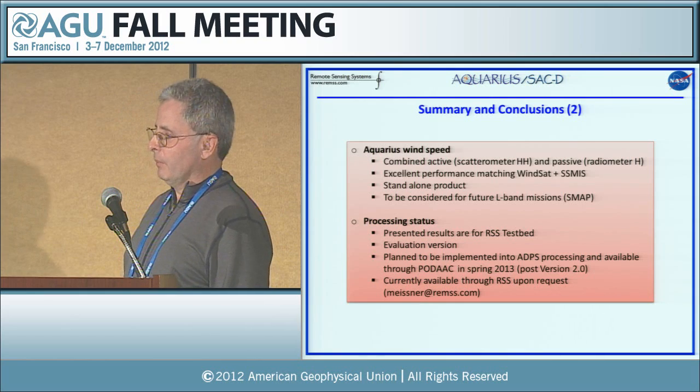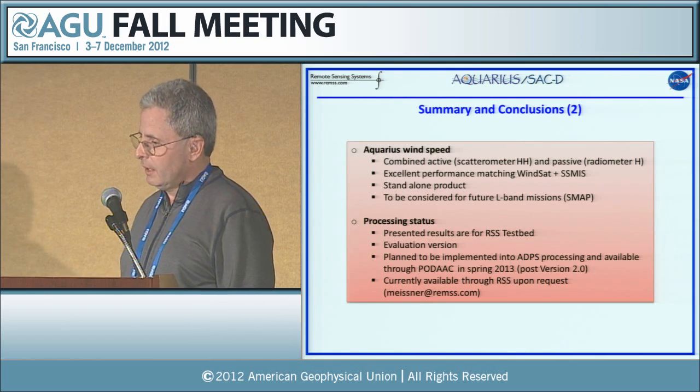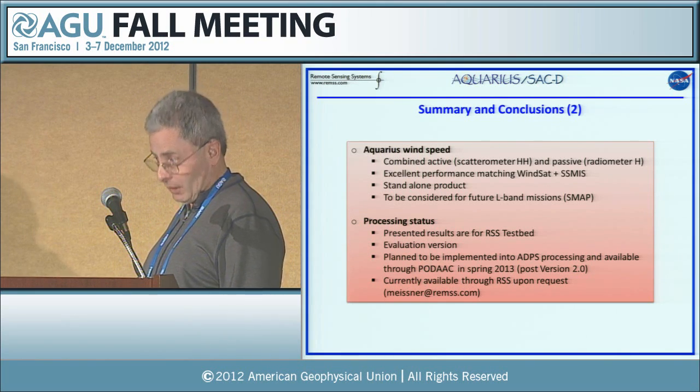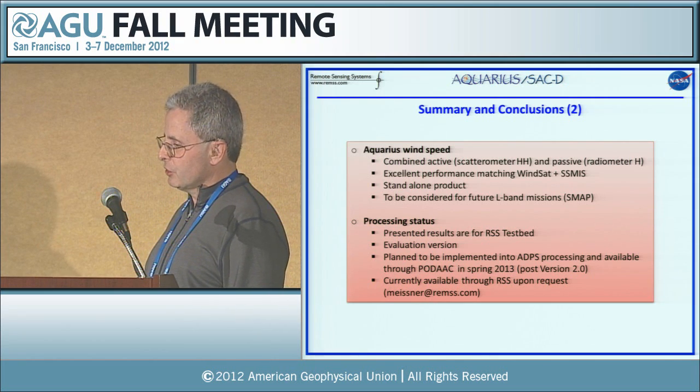The wind speed, which is used in the roughness correction, is itself a nice standalone product and has a very good performance if you compare it with WindSat. It's something we are considering to do also for future L-band missions.